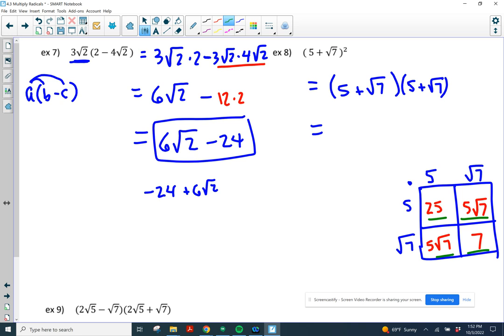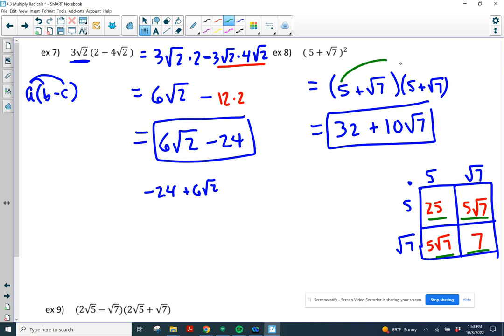So 25 plus 7 is 32. And then 5 square root of 7 plus 5 square root of 7, that's like doing 5x plus 5x and getting 10x, but I don't have x's, I have square root 7s. So there is our answer. Okay, and like I said, if you use the distributing, you'd get the same thing. 5 times 5 is 25, plus 5 square root of 7, plus another 5 square root of 7, plus a 7, and you will get the same thing.